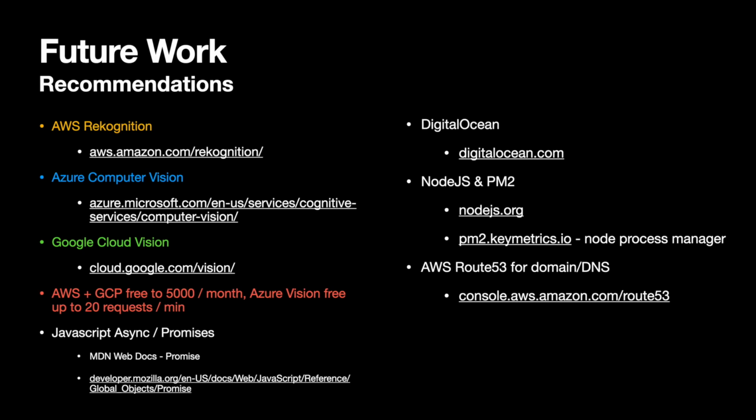DigitalOcean is a really excellent VPS provider. They're even easier to set up an instance than using EC2, for example. If you're using Node.js for a server application, definitely be familiar with PM2 as a process manager. And if you need a domain name pointed at anything at Amazon, I would definitely recommend using Route 53.